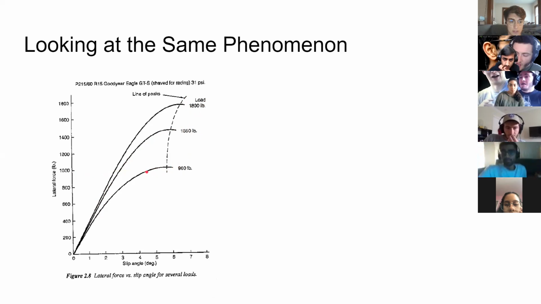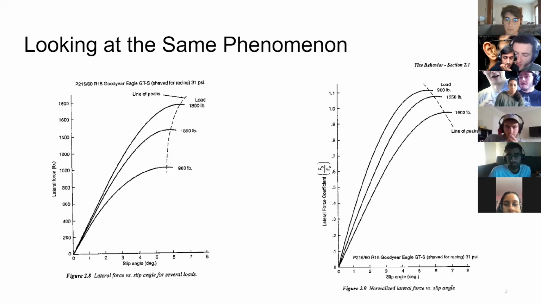And then when we double the load and we're at a slip angle of 5 on this 1800 line, we have not doubled the total amount of lateral force that we can apply. We're looking at maybe closer to 1700. So we've increased, but we have not increased linearly.